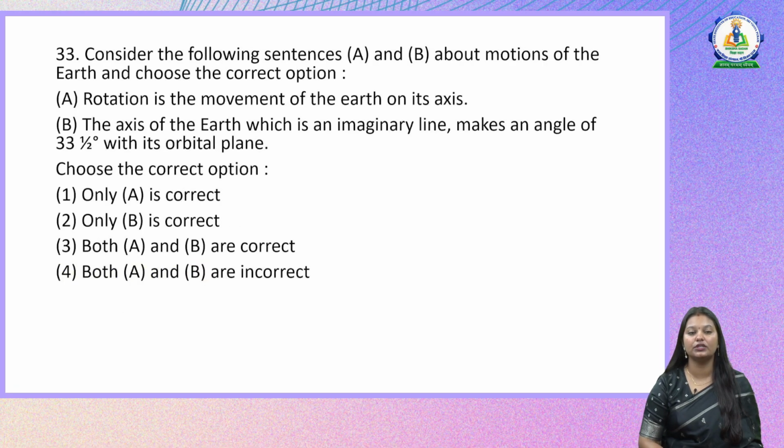Moving on to the next question. Consider the following sentences A and B about motions of the earth and choose the correct option. This question is about the motion of earth. The first one is, rotation is the movement of the earth on its axis. This statement is true. The next one is, the axis of the earth, which is an imaginary line, makes an angle of 32.5 degrees with its orbital plane. This statement is false. So the right option here is only statement A is correct.